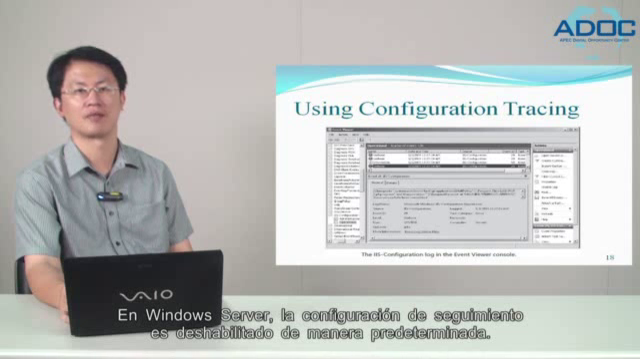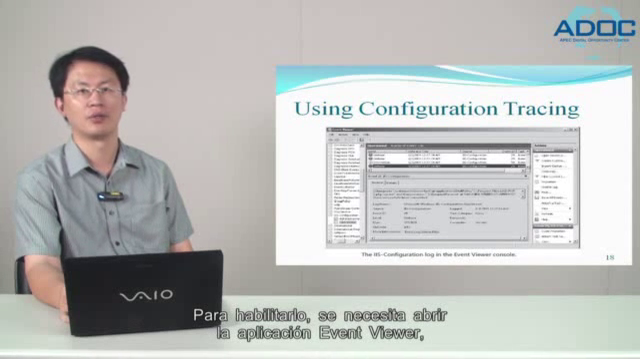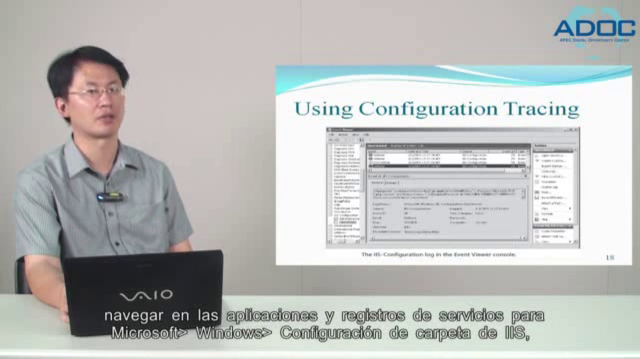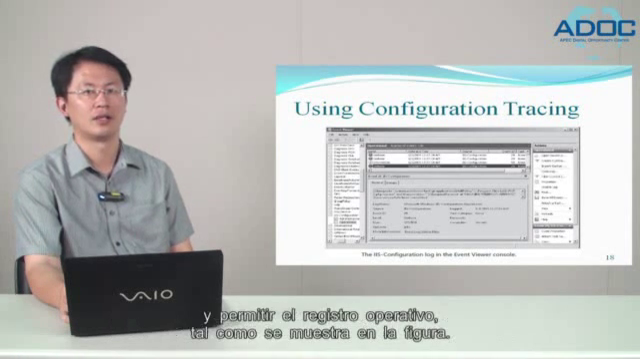In Windows Server, configuration tracing is disabled by default. To enable it, you must open the Event Viewer console, browse in the Applications and Services log node to the Microsoft Windows IIS configuration folders, and enable the operational logs as shown in the figures.